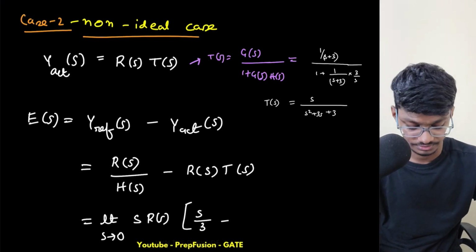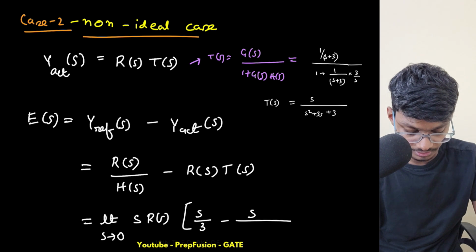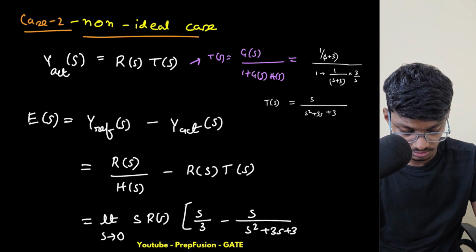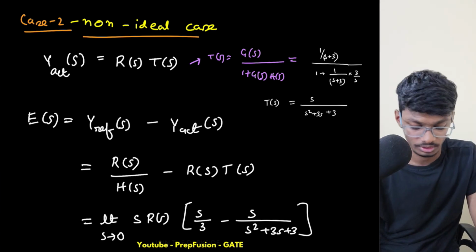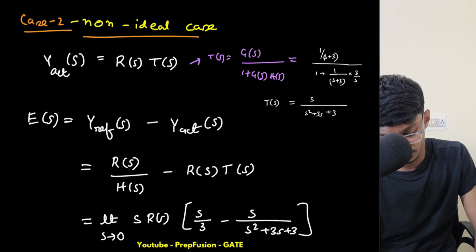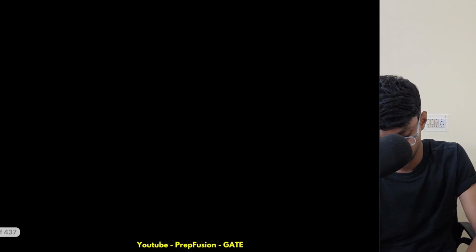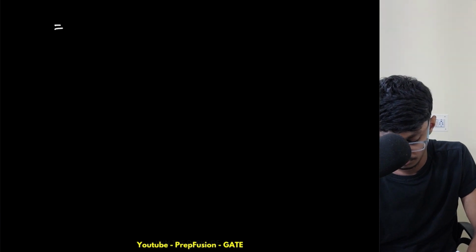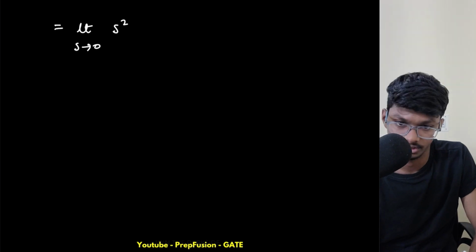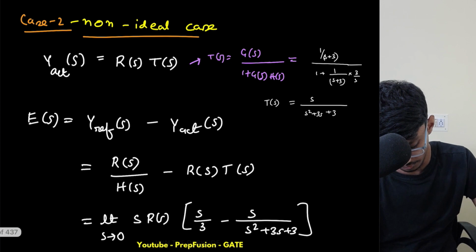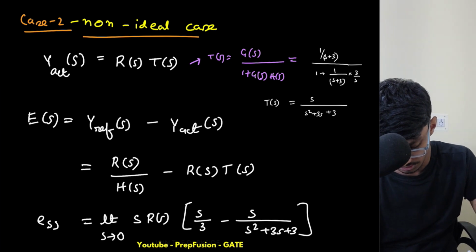Now if this is my transfer function, here I can write s divided by s square plus 3s plus 3. I can take s common here. So if I take s common here, what do I get? I'm getting the limit as s tending to 0 of s square R of s. So this is my steady state error. I haven't written it, sorry. This is my steady state error.